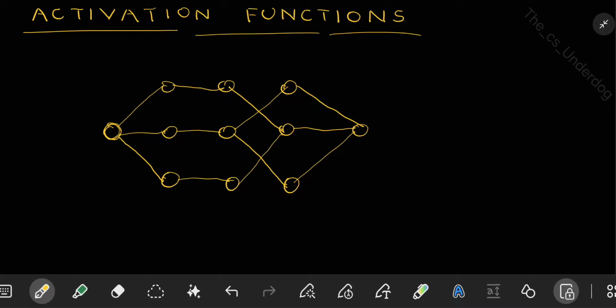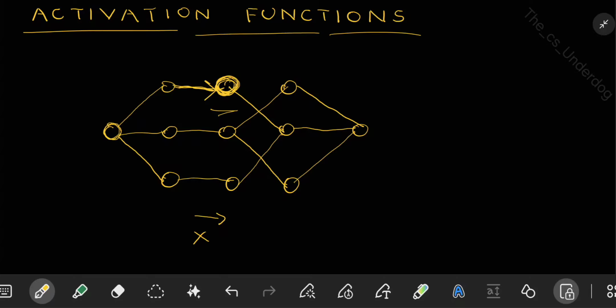The question here is, what exactly happens at each neuron? When some input reaches a neuron, let us take this neuron for example, either it should be activated or it should not be activated. That is, either it should let some information pass in some particular manner, or it can block that information, or it can decide how it should pass or how strongly it should pass. This decision is in the hands of your activation function.